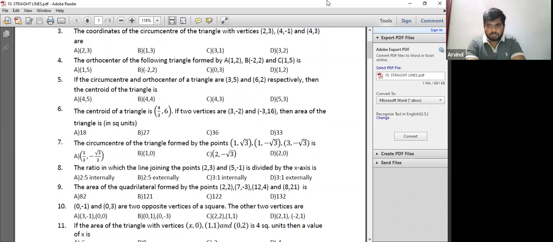Is it done? Anyone? Janavi, Vani? Just check. Ortho center of the following triangle formed by A at 1,2, B at -2,2 and C at 1,5. Join these three points and check whether you get a right angle triangle or not. If you do, whichever point has the right angle, that itself is your ortho center.